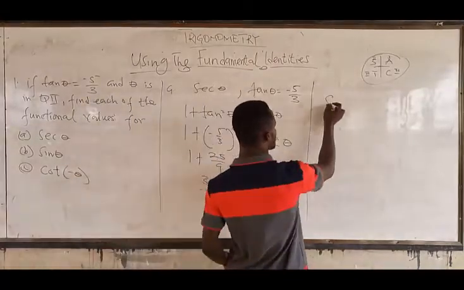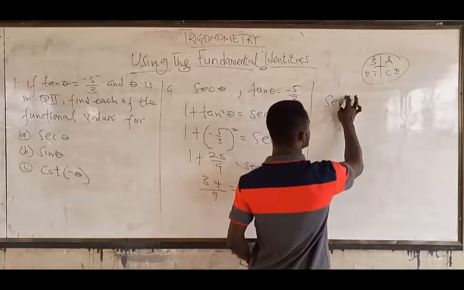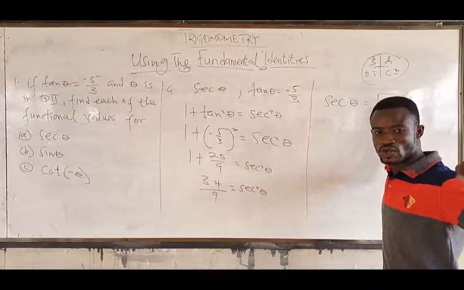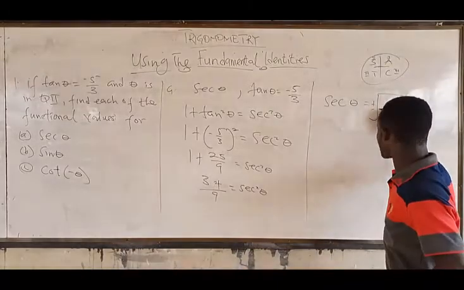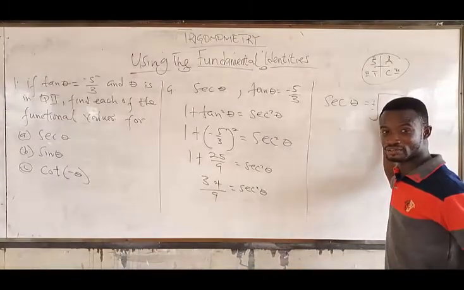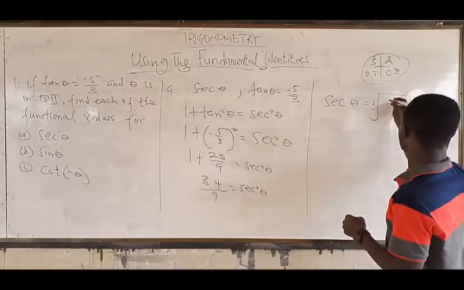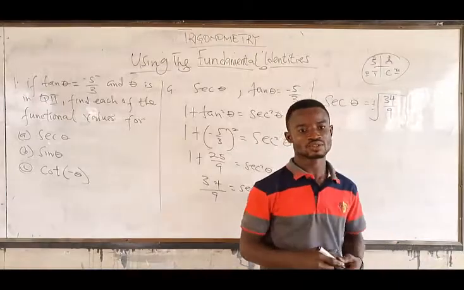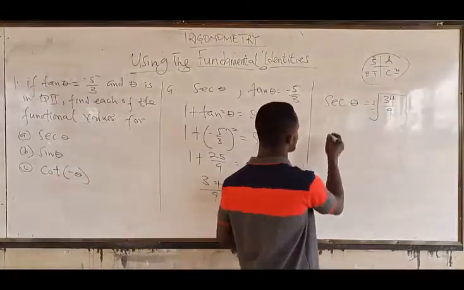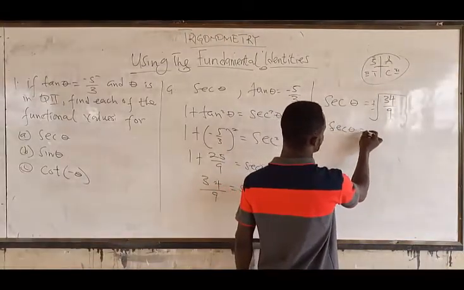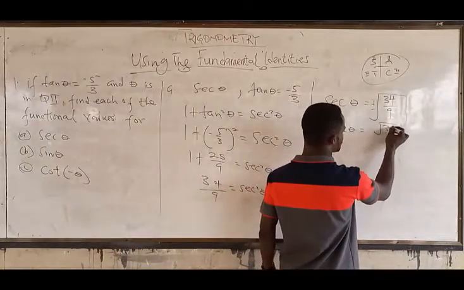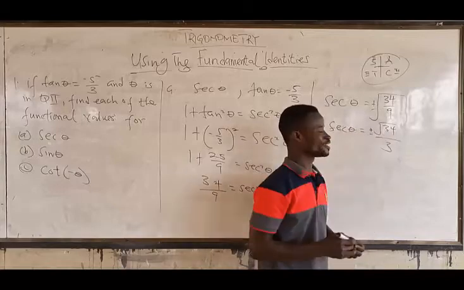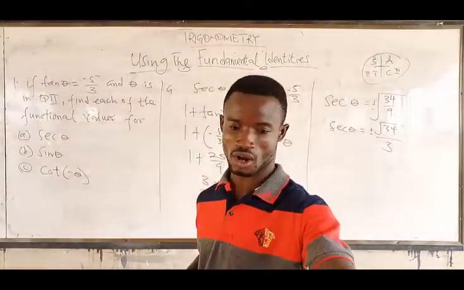So sec theta is going to be equal to, now anytime you take a square root, don't forget to bring plus or minus, please. This is mathematics. So you get the square root of 34 over 9, and we are going to get that to be square root of 34 over 3. It's still plus or minus. Then you conclude.